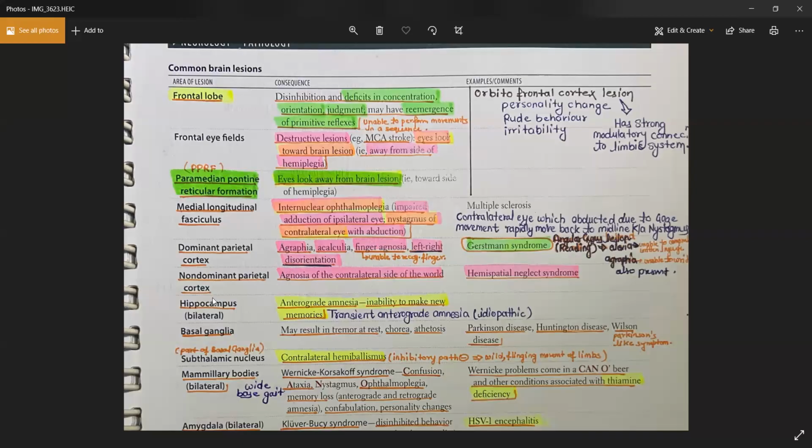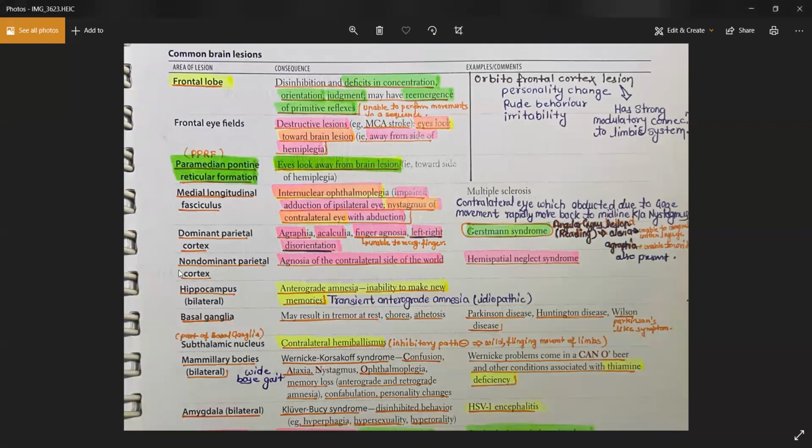Then if the non-dominant parietal cortex gets damaged because of a stroke or any kind of tumor or anything, you will have the agnosia of the contralateral side of the world. That means, because generally it is your right-sided cortex, whenever the damage of your right cortex happens, you will have the complete neglect of your left side.